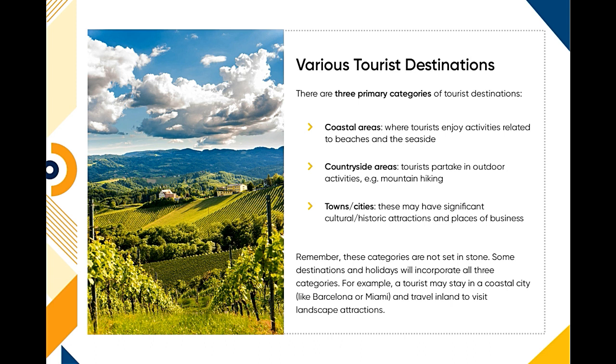Remember, these categories are not set in stone. Some destinations and holidays may incorporate all 3 categories. For example, a tourist may stay in a coastal city, like Barcelona or Miami, and travel inland to visit landscape attractions.